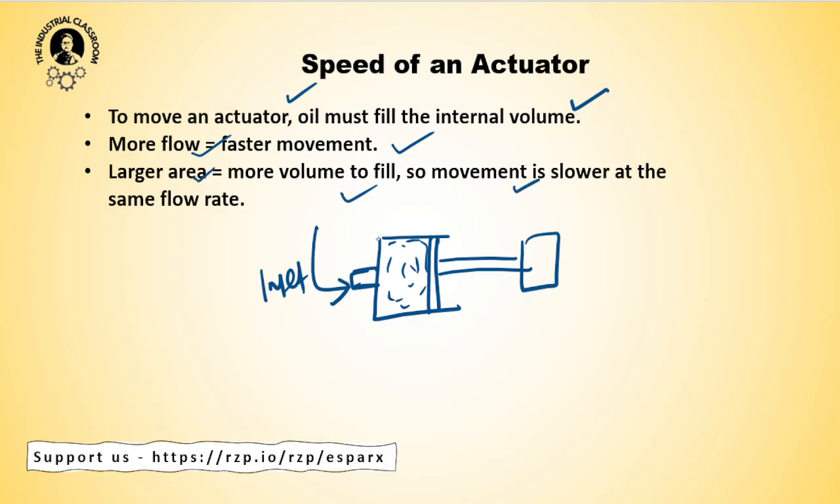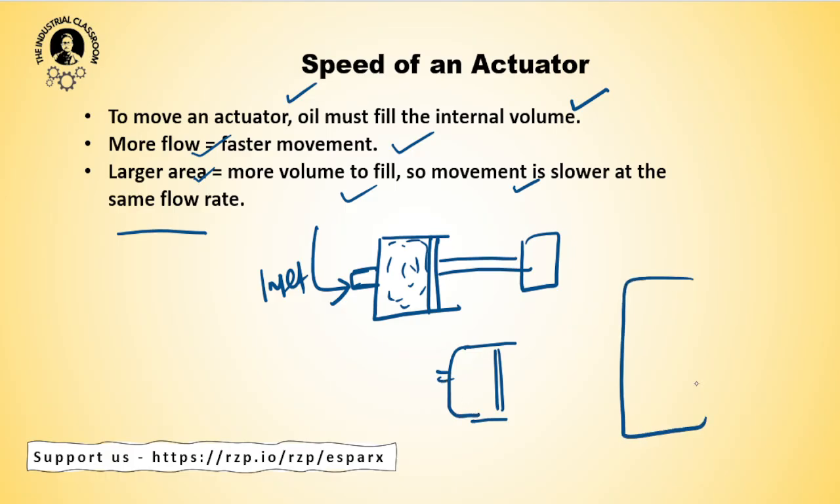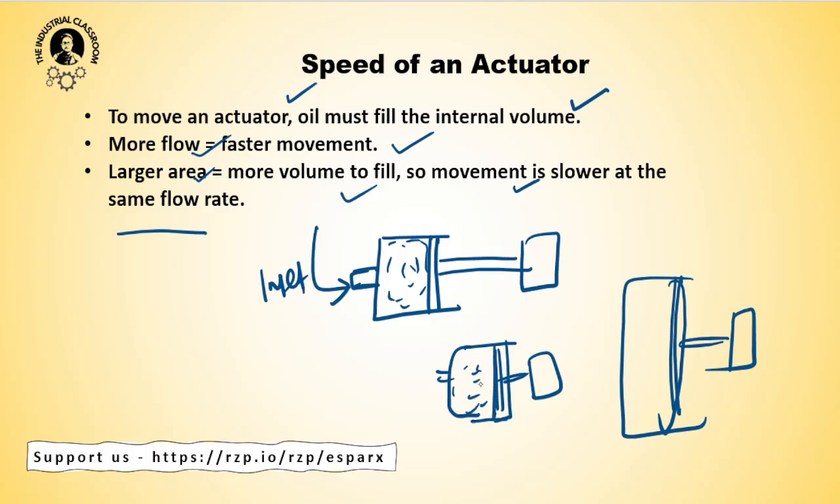Remember, this is a very important concept. If the area is larger, you require more oil to fill it up. Here, this is the larger area tank, so the speed will definitely be slower compared to a smaller tank, because in the smaller one the fluid will fill up fast, while here the fluid will take time to fill up. A larger amount of fluid is also required, so movement will be slower at the same flow rate.